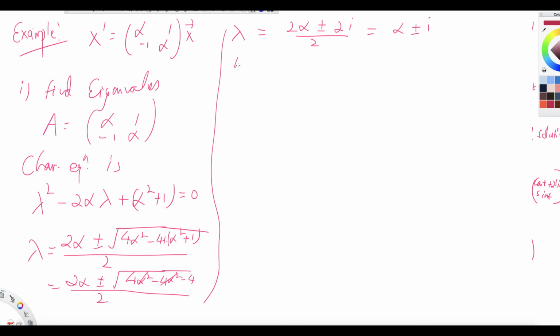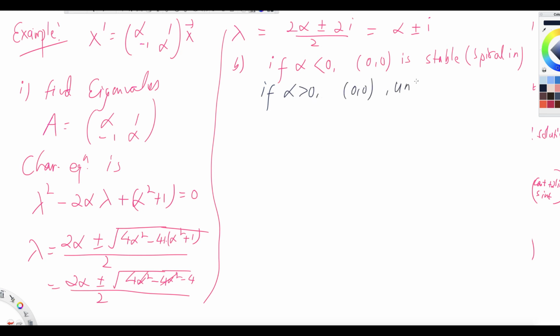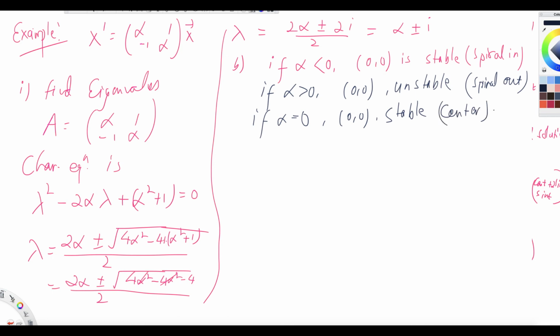Okay, so part B: if alpha is less than 0, then (0, 0) will be what? Stable, right? That is spiral in, because if the real part is negative, if alpha is negative, then (0, 0) will be stable. Then you will see the situation of the spiral in, okay? If alpha is positive, then (0, 0) will be unstable. We call it spiral out, right? And if alpha equals 0, then you get (0, 0) is stable, and we call it a center. So these are the scenarios that you see there, okay guys?